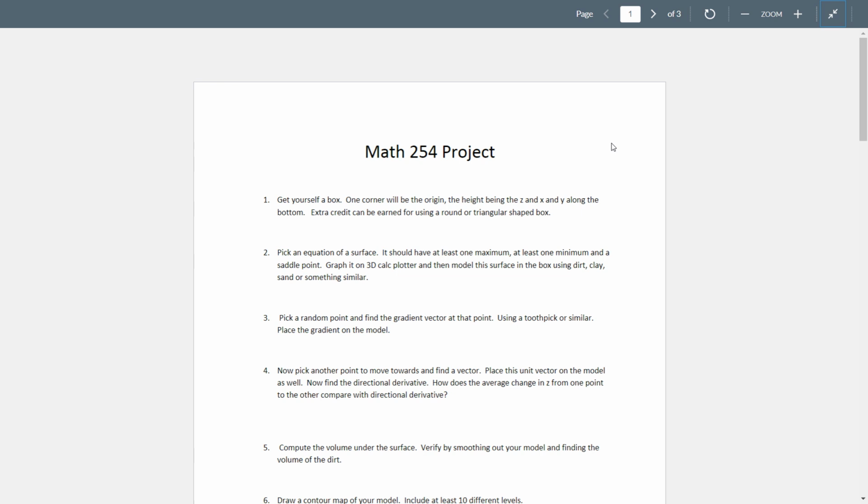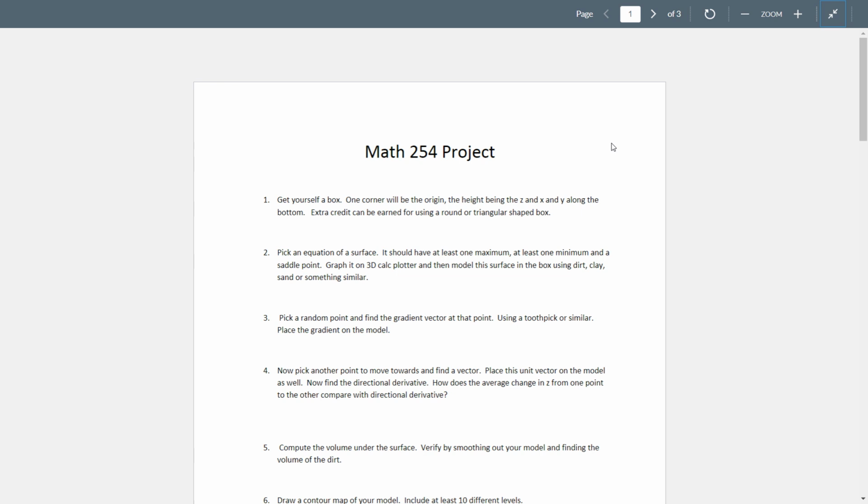Anyway, then you pick an equation of a surface. In 3D Calculator, they give you some examples. I will not accept the first one, the default one. I'm tired of looking at that one. However, that one does have everything you need. You need a max, a min, and a saddle point. You can have more than one of those, but you need at least one of those.